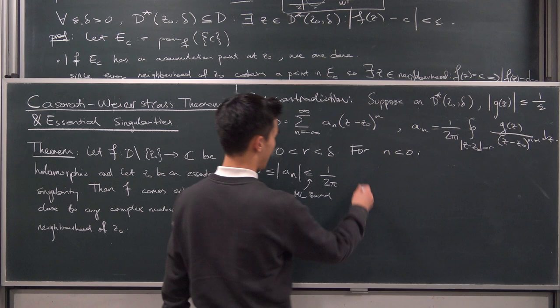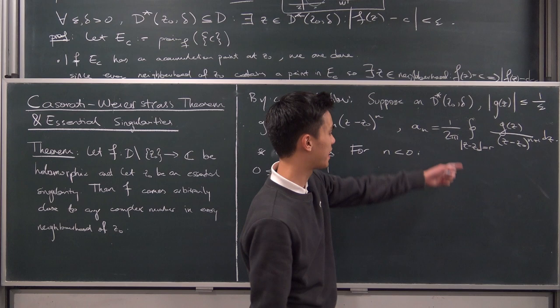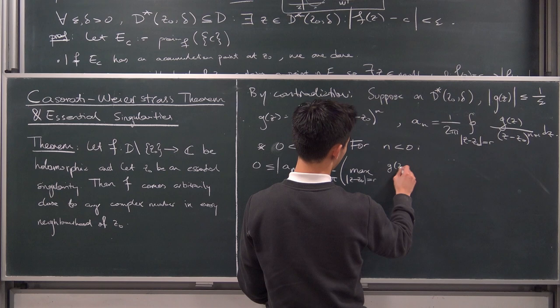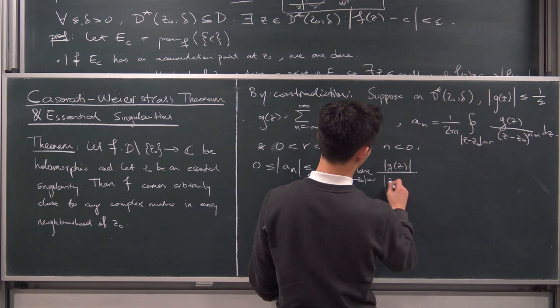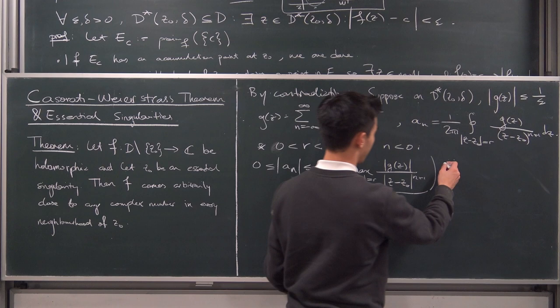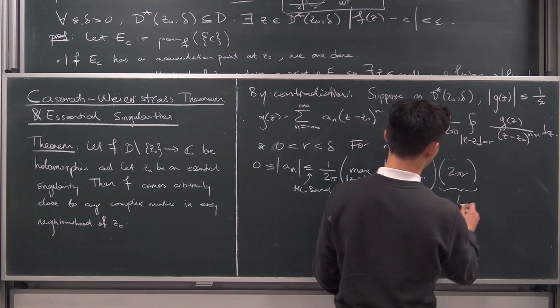So what exactly is M? M is just the maximum value that the function inside can take on the path that we're integrating along. So M is the maximum over z minus z naught equal to r of the absolute value of g of z, and we might as well split the absolute values from the top and the bottom, so divided by the absolute value of z minus z naught raised to the n plus 1. This is the M in the ML bound. And what's L going to be? L is just the length of the path we're integrating, which is the circle with radius r, so that's 2 pi r. This is the L in the ML bound.